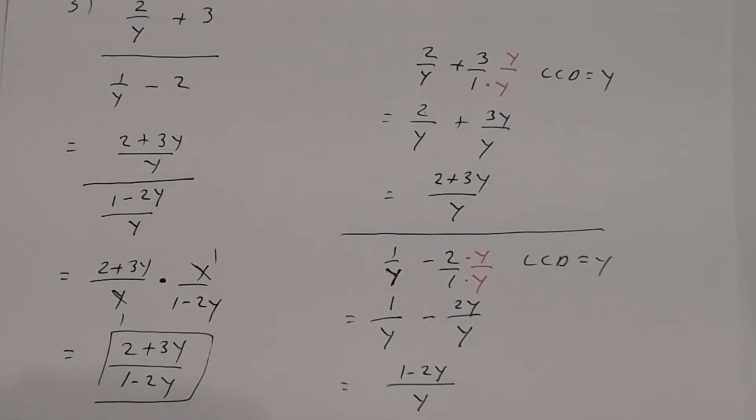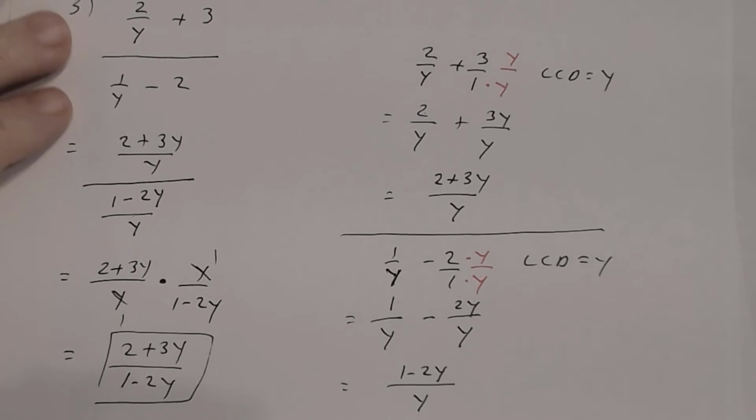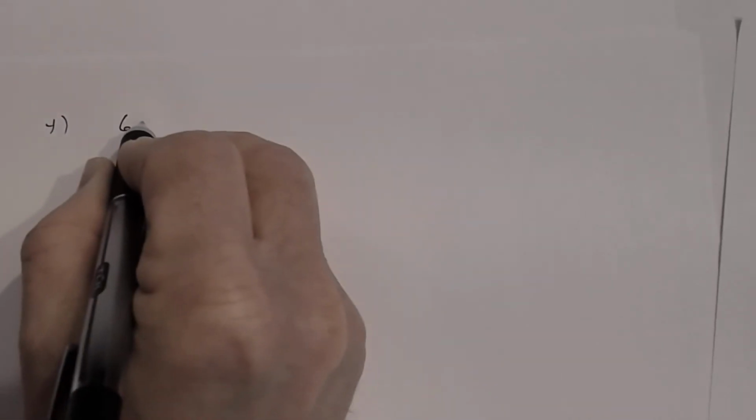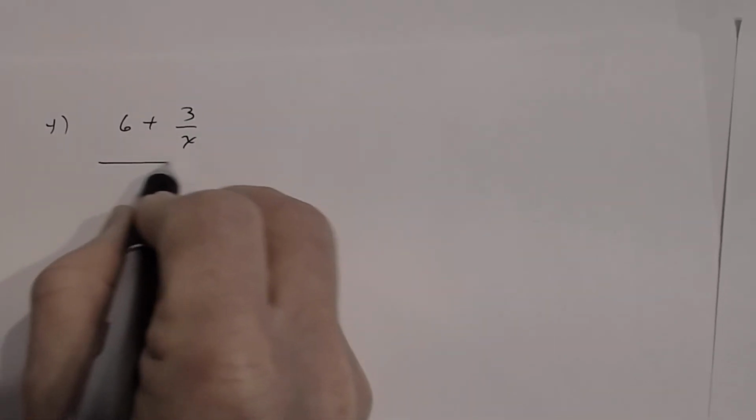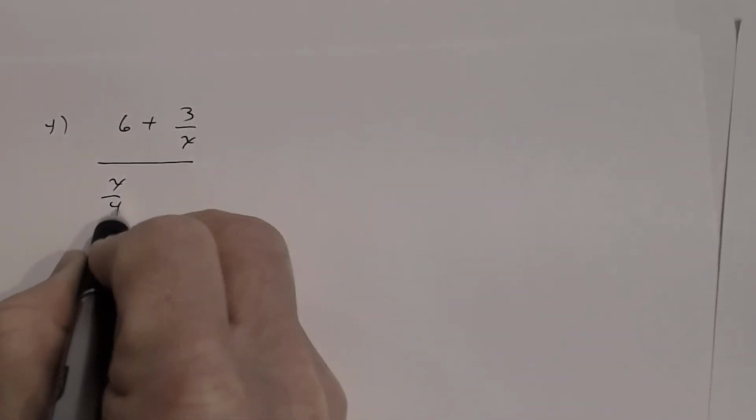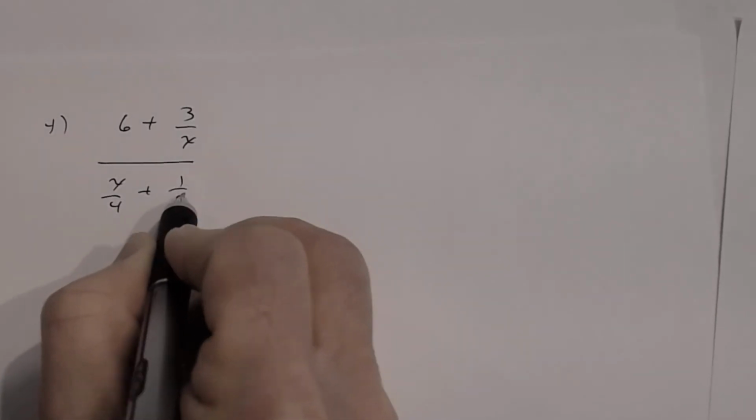You have enough information in your toolbox to be able to go through these processes. Okay, let's look at another one. So this is going to be number 4. Let's suppose we have 6 plus 3 divided by x, divided by x divided by 4 plus 1 divided by 8.